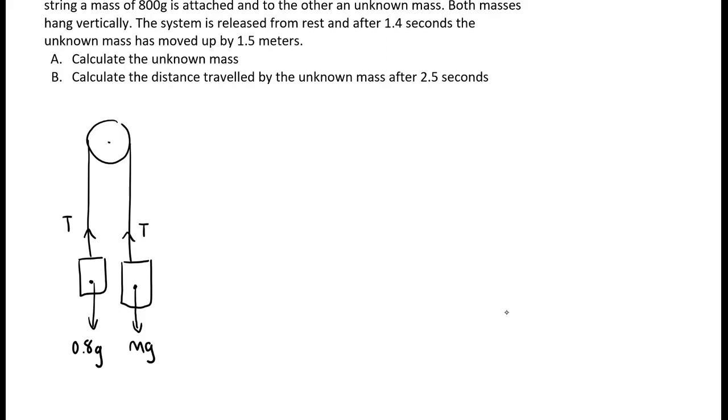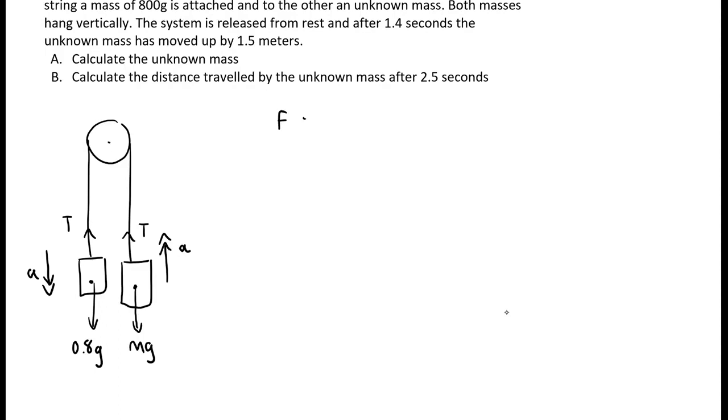Step 3 is to add the acceleration to the picture. We'll read on. The system is released from rest, and after 1.4 seconds the unknown mass has moved up by 1.5 meters. So this is the one that's going to move up. So the acceleration arrows must be this way around, up on the right and down on the left.